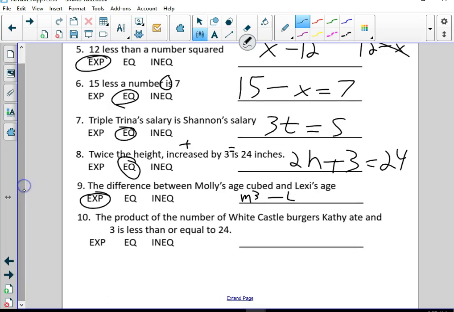And number 10, the last one on here: the product of the number of White Castle burgers Kathy ate and 3 is less than or equal to 24. So W, White Castles. But it says the product of that and 3. Product means times. So the product of a number and 3, and here's the key point, is less than or equal to 24.